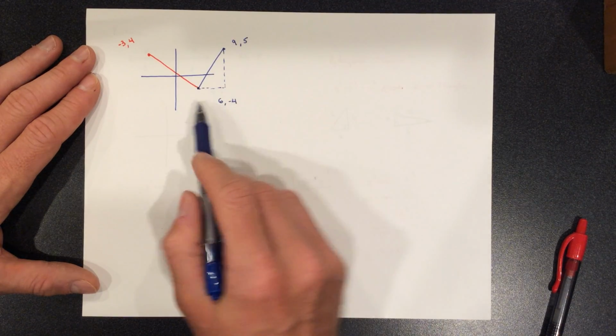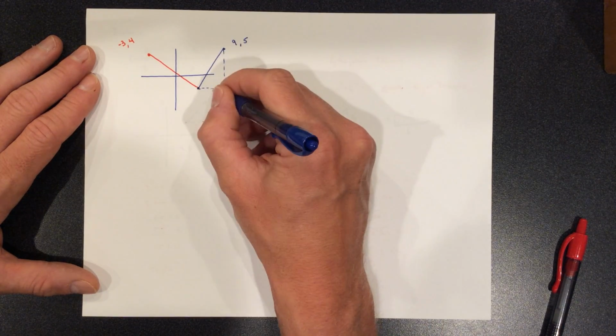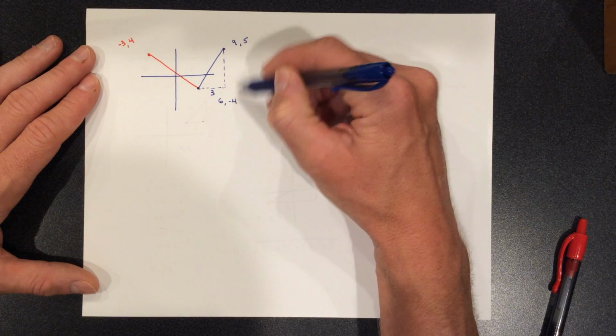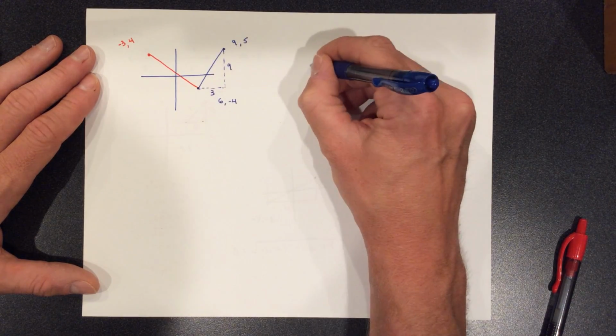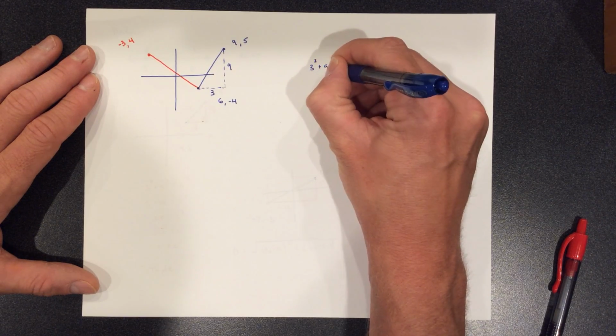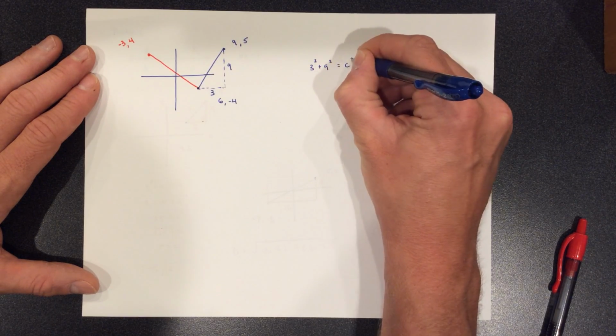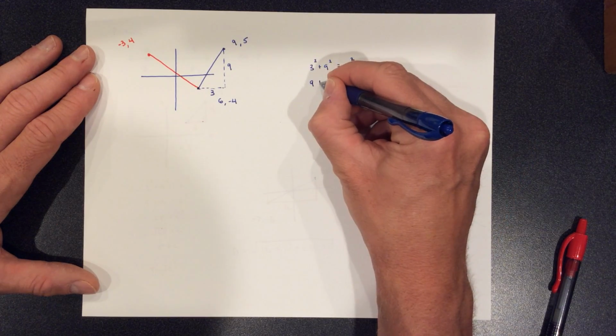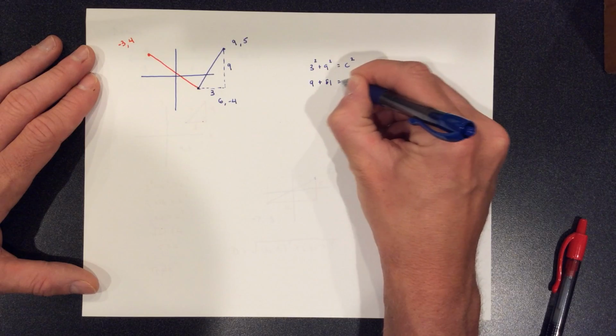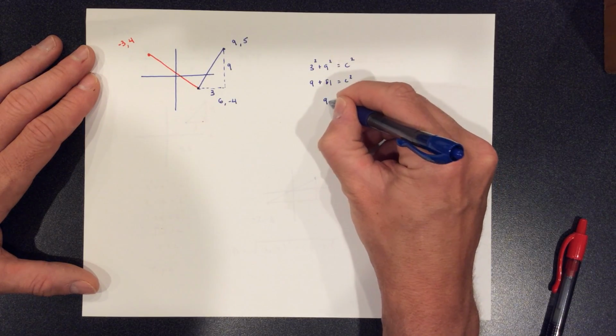Let's figure out these lengths. 6 to 9, that's 3 over. -4 to 5, that's 9 up. So the blue is 3 squared plus 9 squared equals the blue c squared, meaning the length of the blue. So that's 9 plus 81, c squared, that's 90.